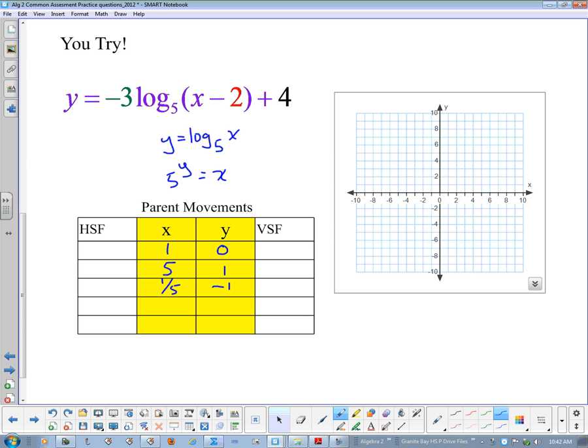Is there a vertical stretch factor? What is it? Negative 3. Remember, now let's do negative 3 times 0, 0. Negative 3 times 1, negative 3 times negative 1. It's a positive 3, sorry, positive 3. Now what we have is an h, k. Our h, k here is going to be (2, 4). (2, 4), put your X, vertical asymptote.